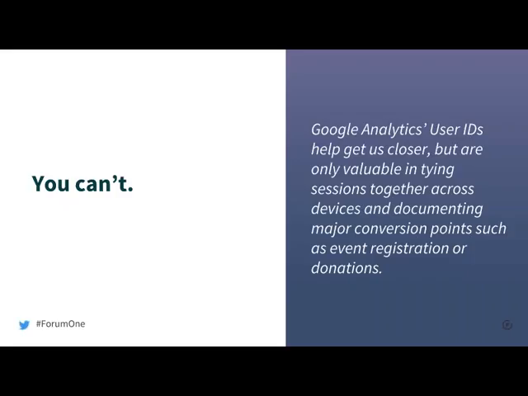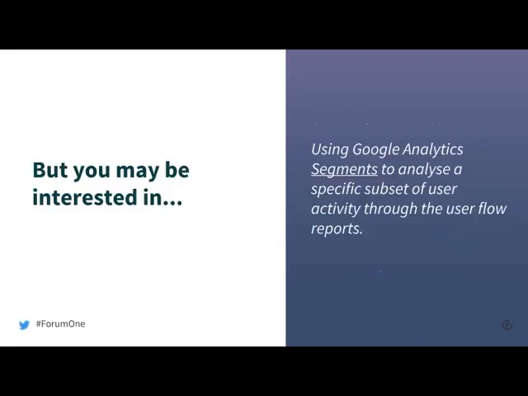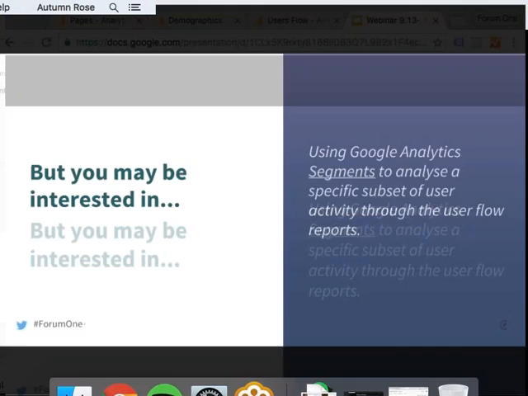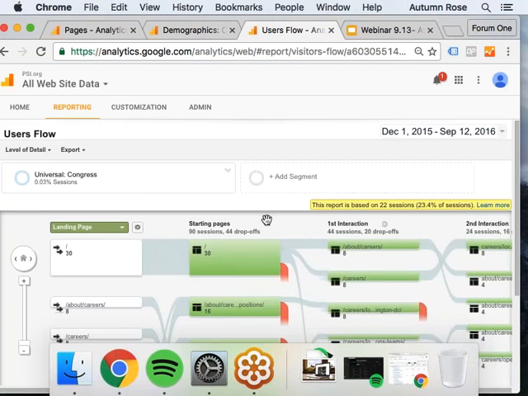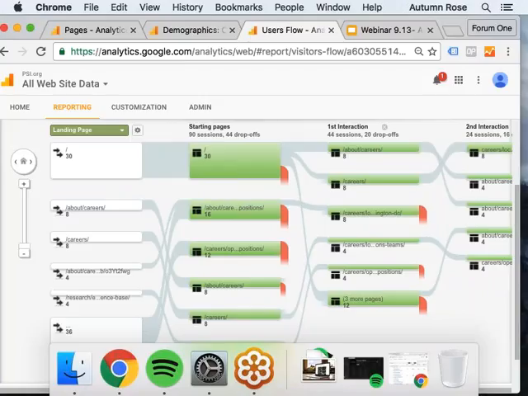They also help you in integrating with your CRM to check off major conversion points such as event registration and donations. But like I said before, you're not tracking from where they came in to where they converted on an individual's level. But something you may be interested in is taking a look at the segments to analyze specific subsets of users and activity through the user flow reports. I don't put a ton of weight in them, but they can be helpful when taking a look at it. So here's the mess that is the user flow report.